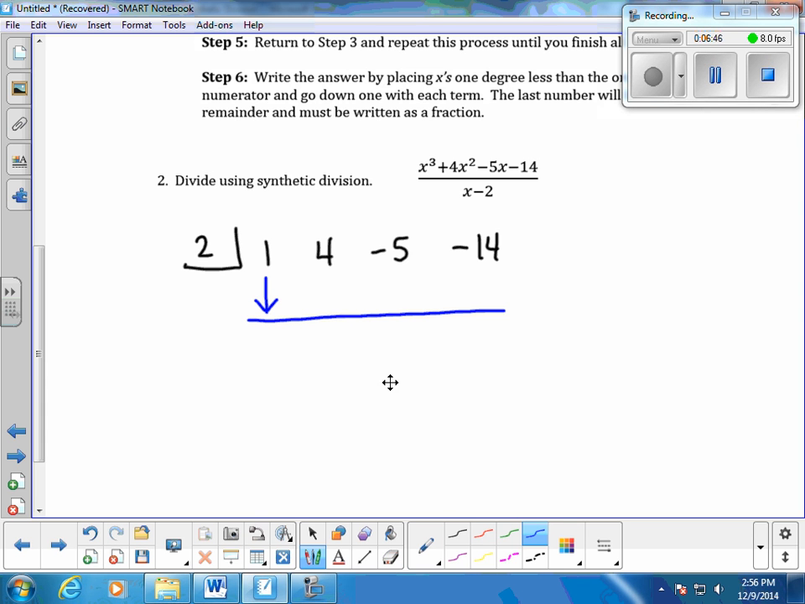Always drop the first term. Always drop it. And then the process starts. 2 times 1 is 2, and you put it in the next slot. Add down. 4 plus 2 is 6. And then we start over. 2 times 6 is 12. You put it in the next position, and then you add down. And then you say 2 times 7 is 14. Add down. This becomes 0. This last column, put it in a box. This is your remainder box.